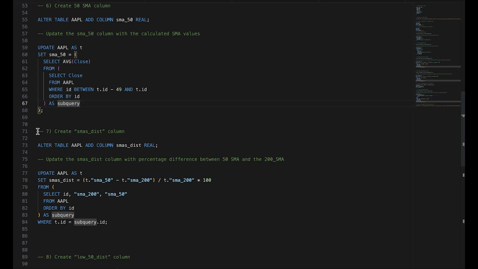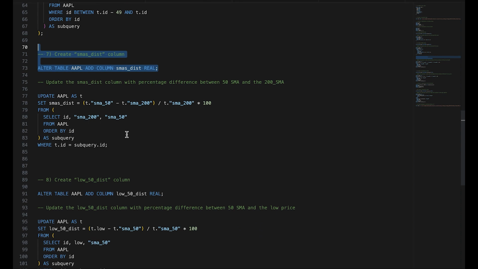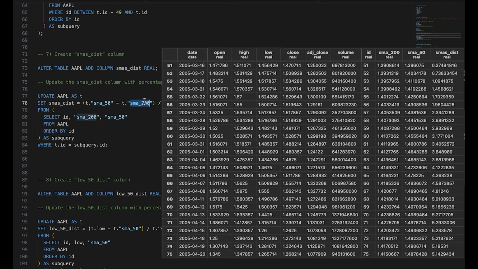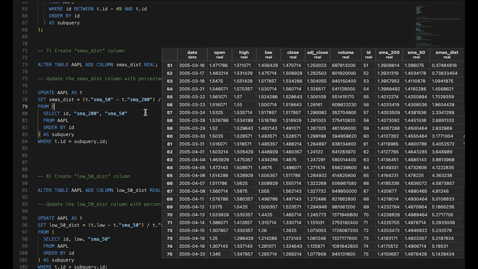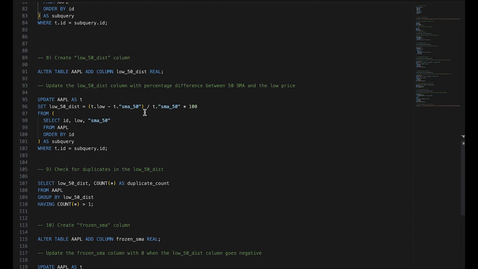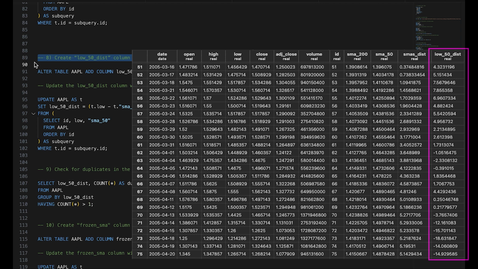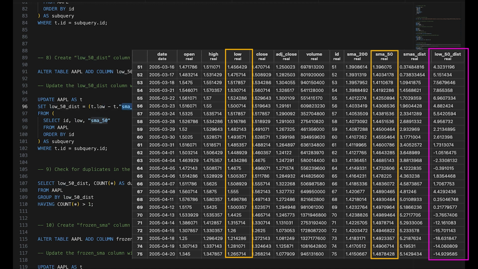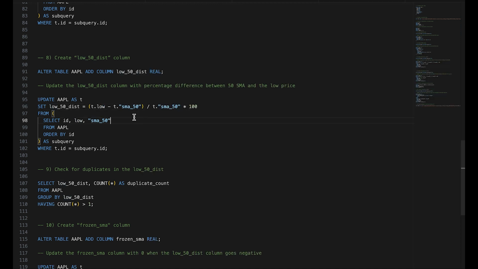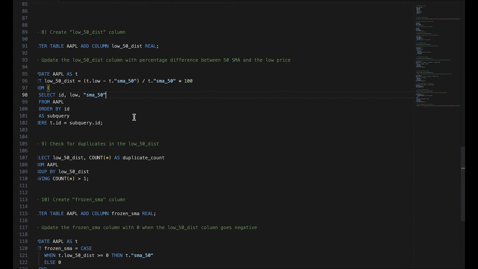Additionally, for the earlier mentioned experiment, I created the SMA distance column. This column calculates the distance between the 50 SMA and the 200 SMA, allowing us to determine when the 50 SMA is above or below the 200 SMA. Another column I created is the low 50 distance column. This column contains the percentage distances between the low and the 50 SMA, which we observed earlier as a crucial part of the strategy.